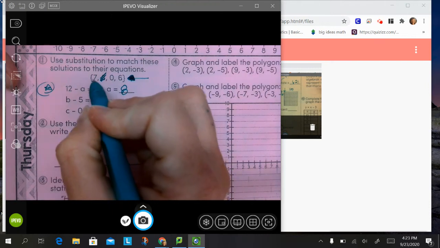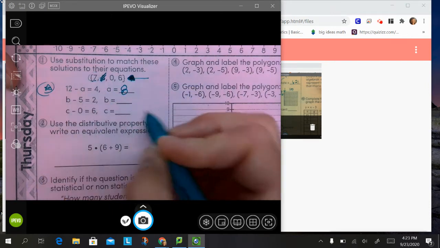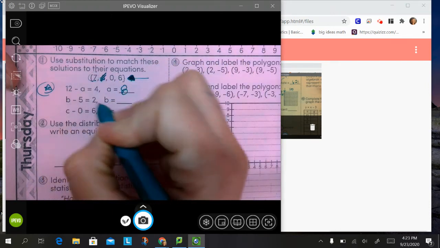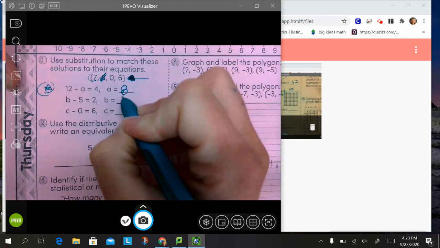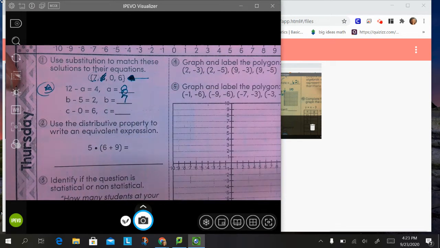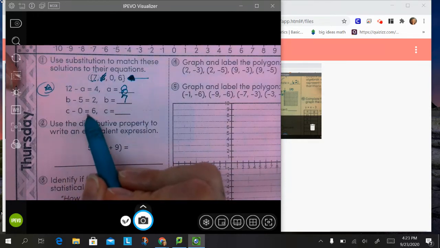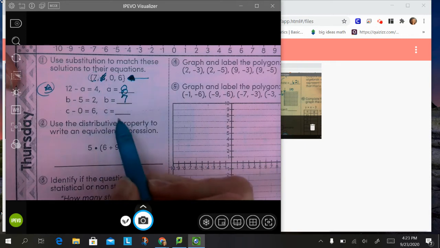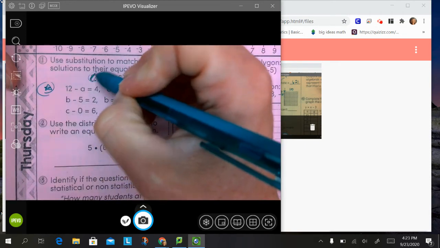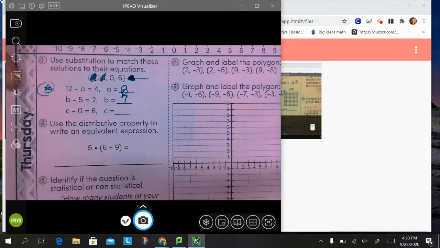All right, so start with the first one. 7 minus 5. Oh, look, that one does work. 7 minus 5 equals 2. So now the value for b is, in fact, 7. Okay, good job. Take a look at the next one. c minus 0 equals 6. What could c possibly be? What solution would that be?